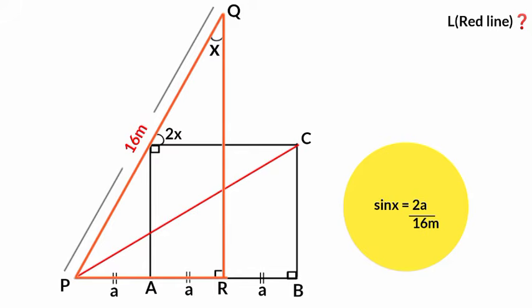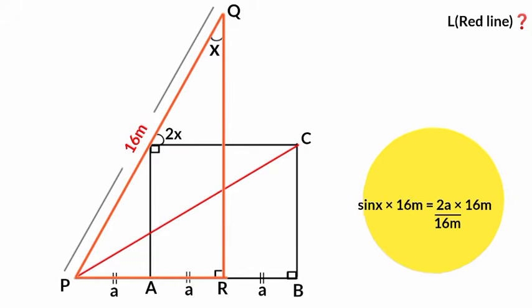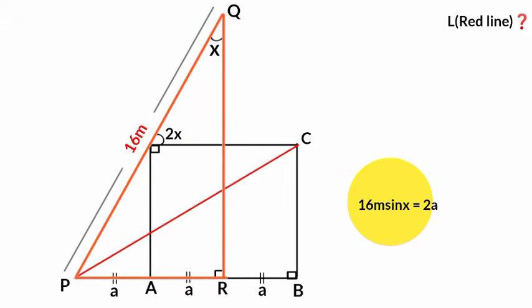We multiply both sides by 16 meters. Here 16 meters cancels 16 meters, and here sine x times 16 meters is 16 meters sine x. So 16 meters sine x equal to 2a. We divide both sides by 2. Here 2 cancels 2, and here 16 meters sine x over 2 is 8 meters sine x. So 8 meters sine x equal to a. But what is x? We don't know.